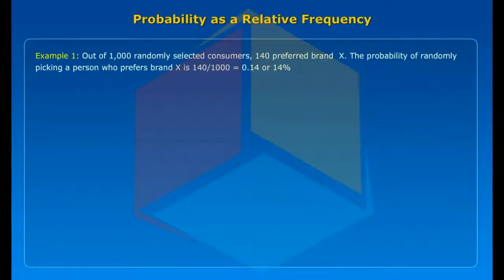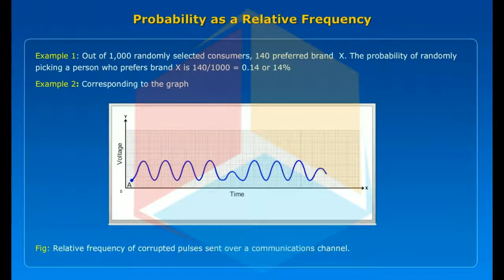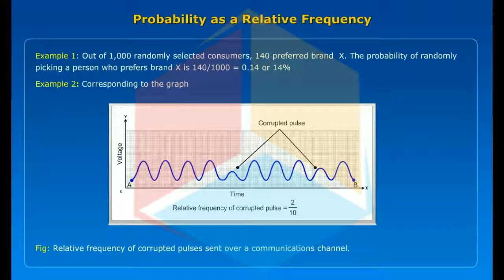Example 1. Out of 1000 randomly selected consumers, 140 preferred brand X. The probability of randomly picking a person who prefers brand X is 140 by 1000, which is equal to 0.14 or 14%. Example 2. Corresponding to the graph, observe the relative frequency of corrupted pulses sent over a communications channel.